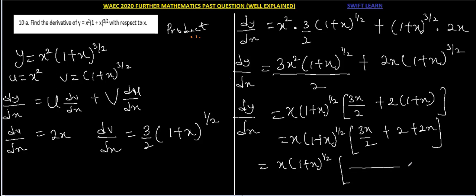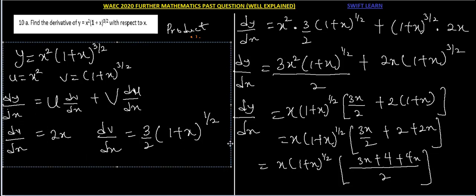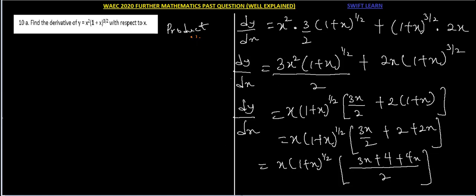Bracket. So what is the LCM of this? It is 2. This will be 3x plus this will be 2 times 2, which is 4x, right? Plus this 4x. Okay, so I'm sorry, I have to cancel this. Alright, you can have space for answer. So what we are going to have here will be x bracket (1 + x)^(1/2) in bracket. Let's solve this finish. So 3x plus 4x is what? 7x plus 4.